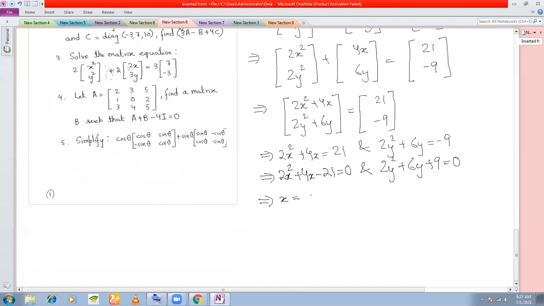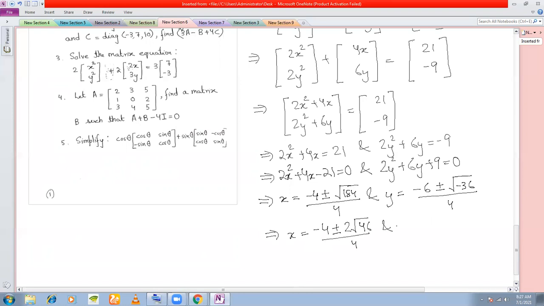You will get x = (−4 ± √184) / 4. And for y, you'll get complex roots: y = (−6 ± √−36) / 4. Now if you simplify this, convert 184 to a mixed surd, you will get −4 ± 2√46, divided by 4.